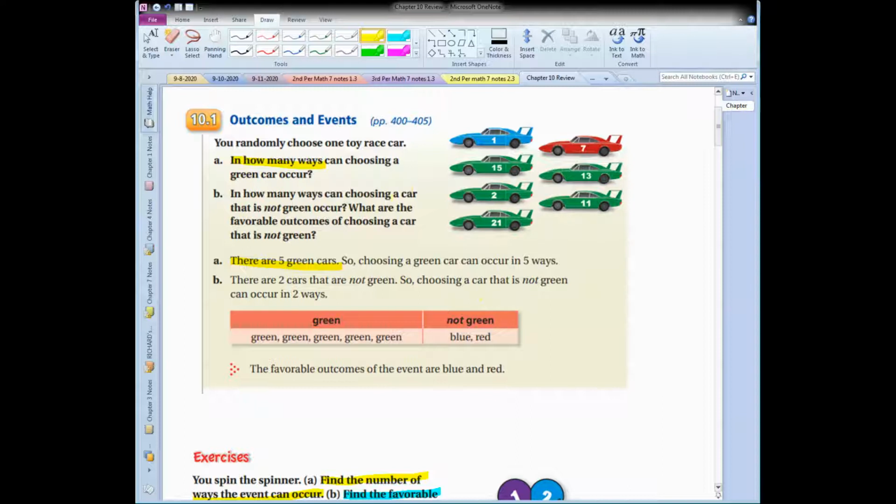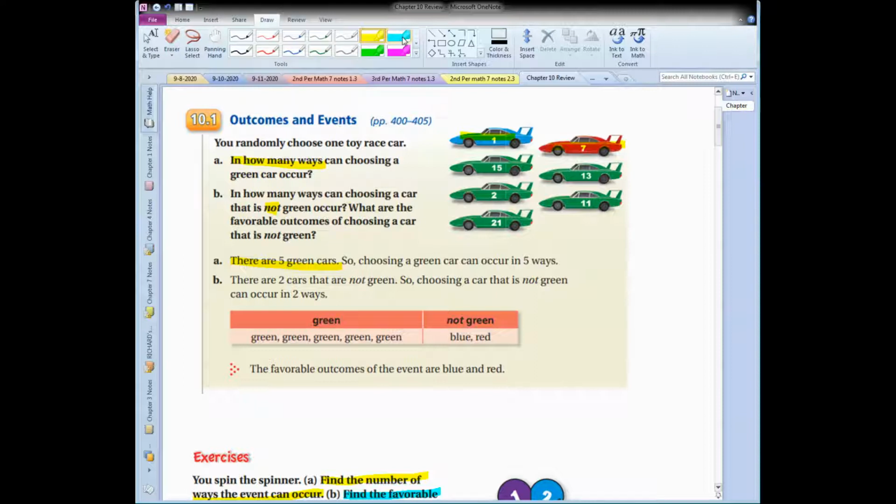Don't forget this word "not." It's an important word. In how many ways can choosing a car that is not green occur? Well, then you have to look over here, and I see there are 2 cars that are not green. There's a blue one and a red one. So choosing a car that is not green can occur in 2 ways.